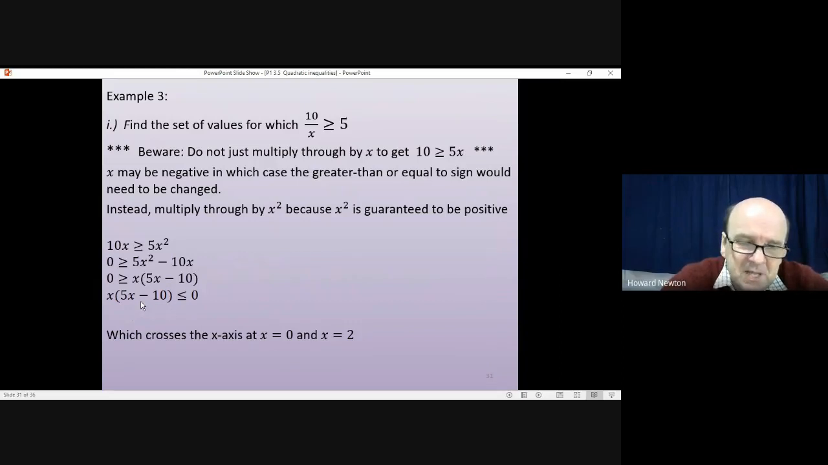Now we need to sketch that as a quadratic, and I'll let you finish this question off. It's nearly all done. So sketch the quadratic just like we did on the previous two examples, and pause the video, and then come back to me when you're ready.